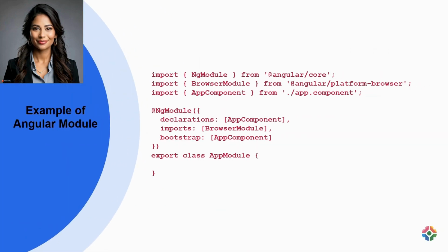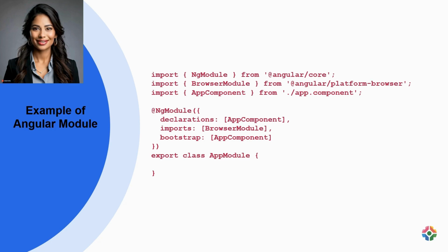This code snippet represents an Angular module definition. The NgModule decorator is used to define a module in Angular. Within the decorator properties, declarations specify the components, directives, and pipes that belong to the module. Here, the app component is declared. Imports define other modules that this module relies upon. In this case, it includes the browser module. Bootstrap informs Angular which component to bootstrap when this module is loaded. Here, it specifies the app component.